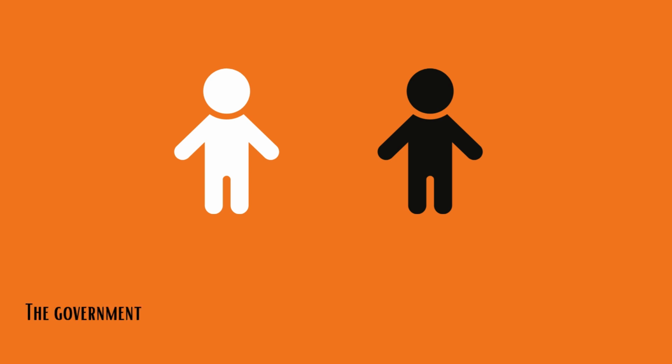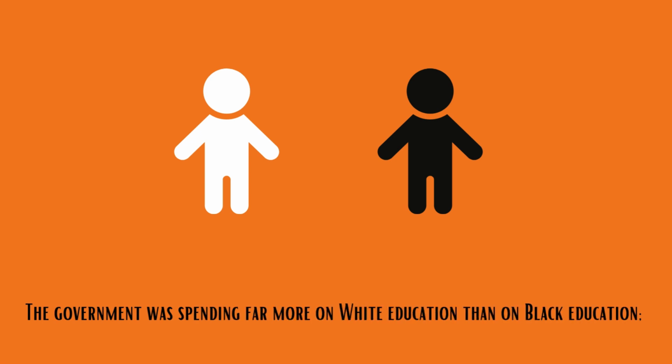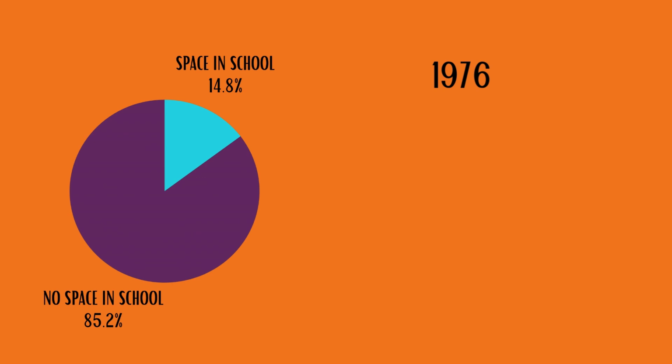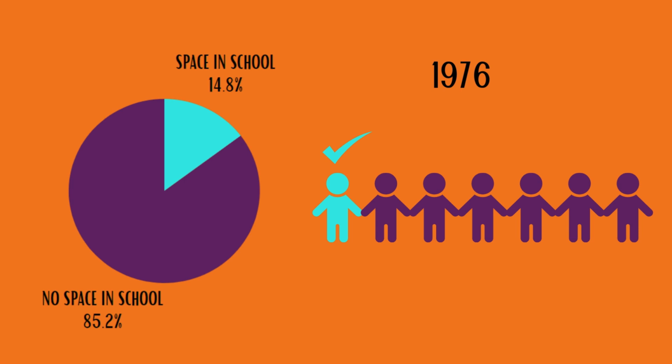The government was spending far more on white education than on black education. The government spent 644 rand each year for each white student, but only 42 rand a year for a black school child. There were not enough school places for the black students. In 1976, there was space for about 1 in every 7 children to go to school. As a result, the schools were packed.